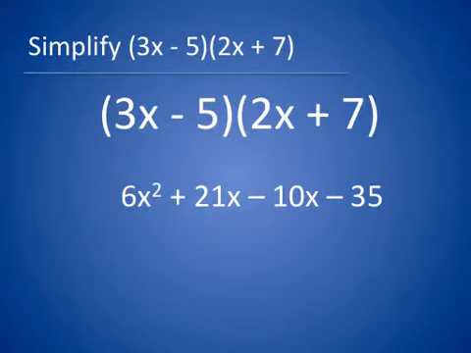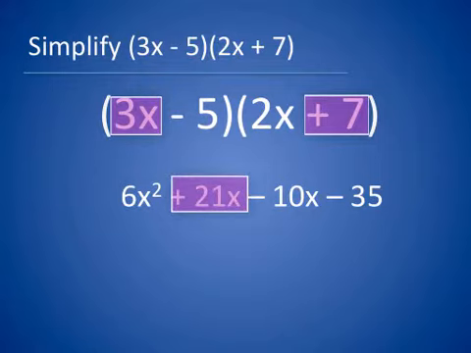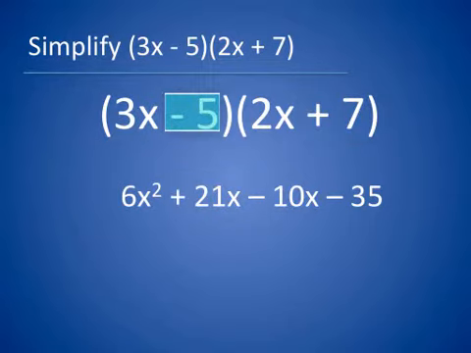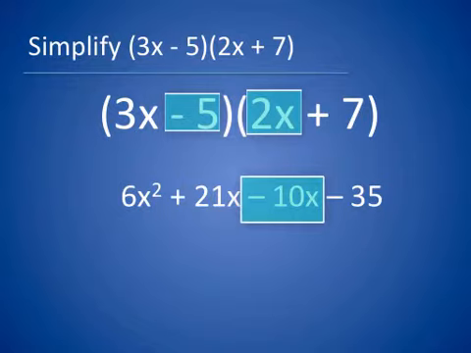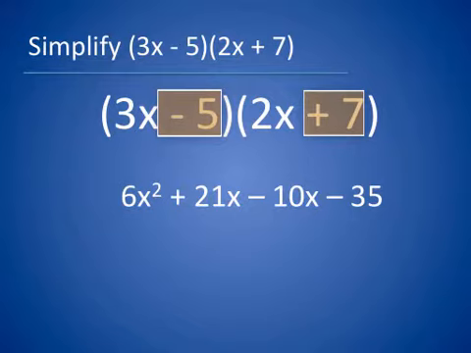When you look at the outer terms, you have the 3x and the positive 7. When you multiply those together, you end up with a positive 21x. When you look at the inner terms, you have the negative 5 and the 2x. Multiply those together, you end up with negative 10x. And then for the last terms, you have negative 5 and positive 7. When you multiply those two together, you end up with negative 35.